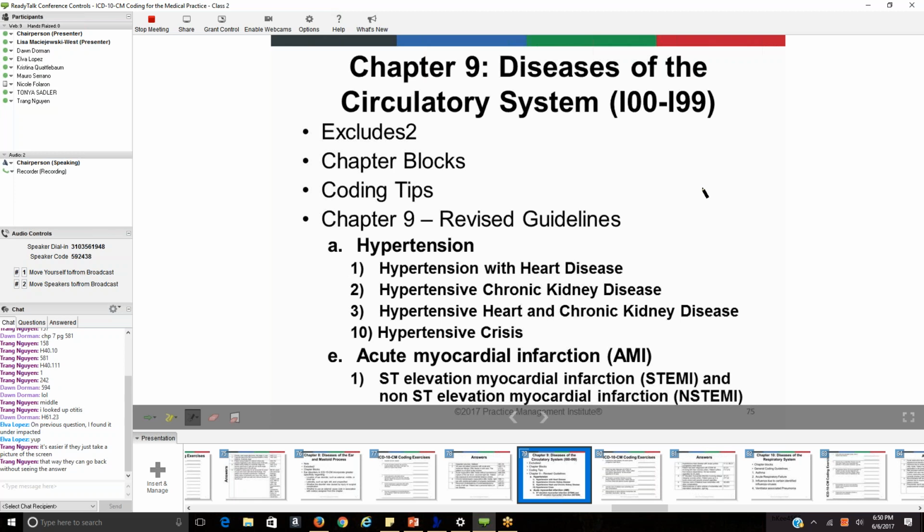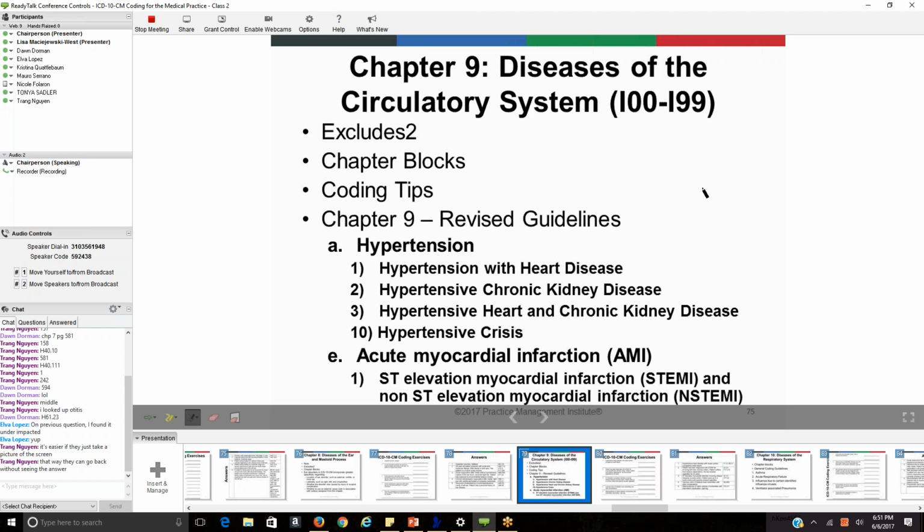Now, if there is not a causal relationship stated or implied in the medical record, the heart condition with hypertension are coded separately, and then you would sequence according to the circumstances of the encounter. In other words, what are you seeing the patient for? What is the chief complaint?